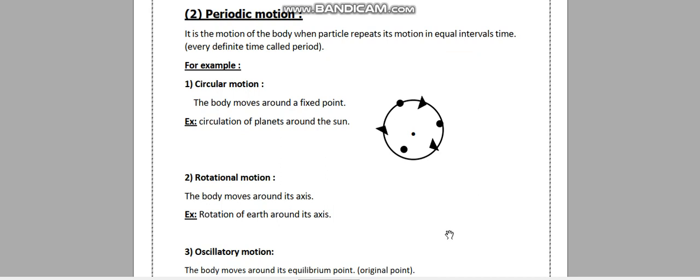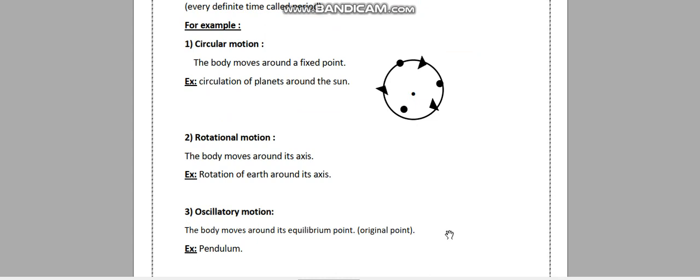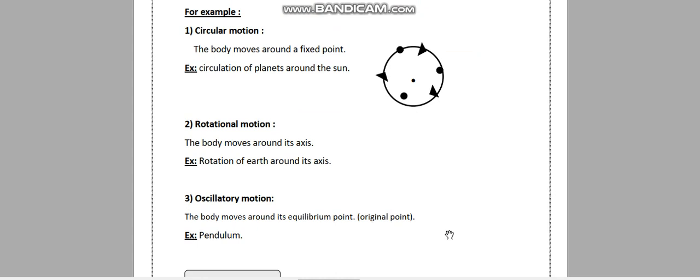The third example of the periodic motion is the oscillatory motion, like the pendulum. The oscillatory motion is when anybody moves around an equilibrium position or equilibrium point. When the pendulum starts to move left and right about a fixed point in the middle, it goes up and down, left and right about this point. This is called oscillatory motion, and it's an example of a periodic motion.